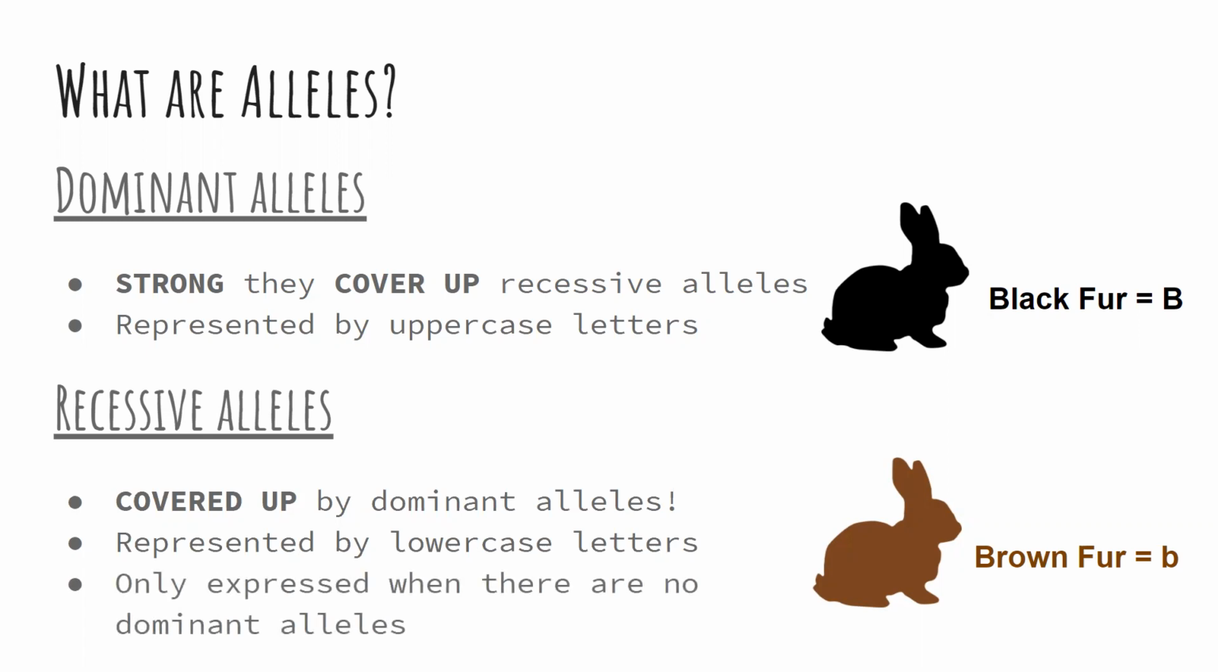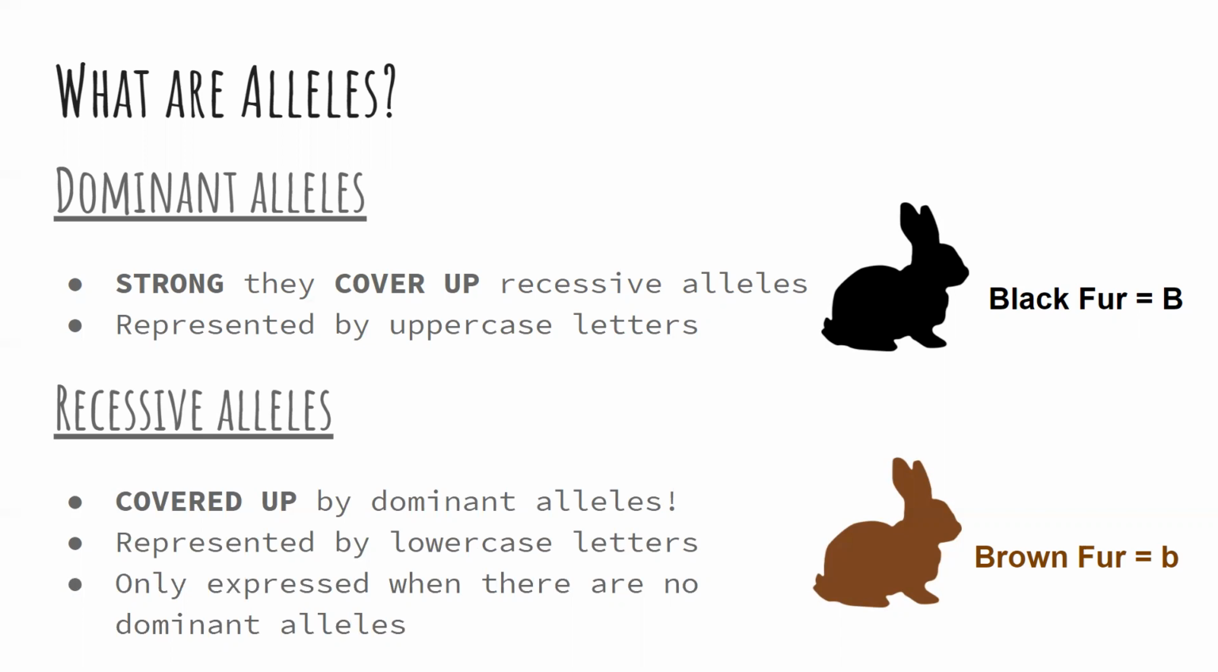Recessive alleles are only expressed when there are no dominant alleles. So think about a dominant allele like a dominant personality in a relationship. In a relationship, this dominant person is always talking, always laughing, and always the center of attention. The capital letter always comes first when you're writing the alphabet.